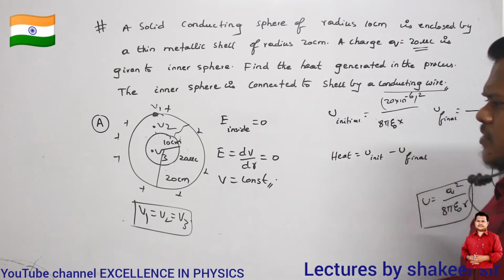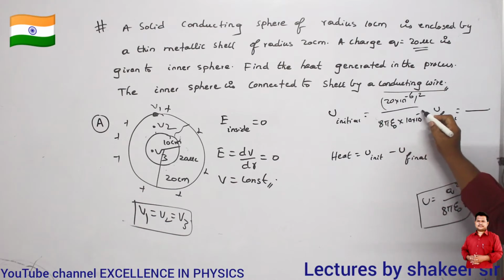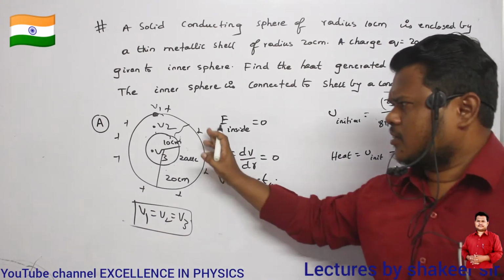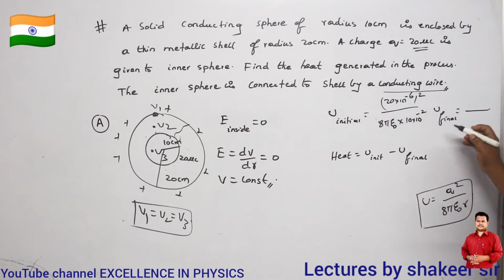Now what is the radius of this smaller one? 10 centimeter. So therefore 10 into 10 power minus 2 meters. So this is the initial potential energy. Now final potential energy means what? Finally all the charges have transferred to the outer shell. So how can I write the final potential energy?